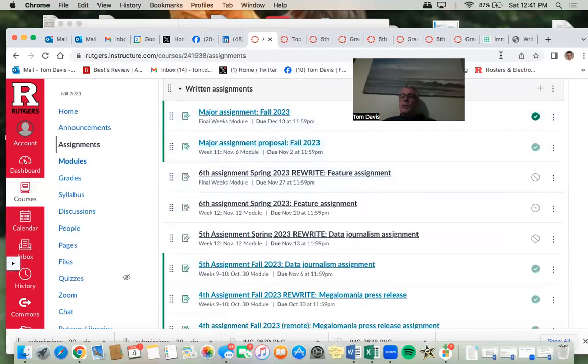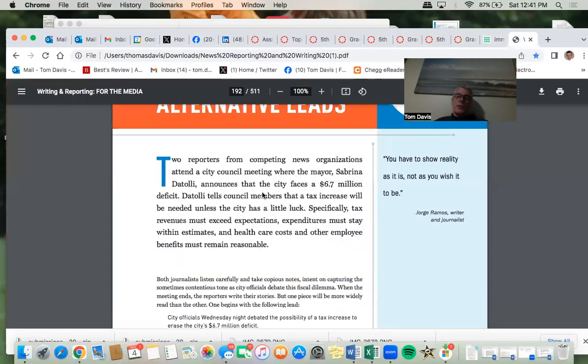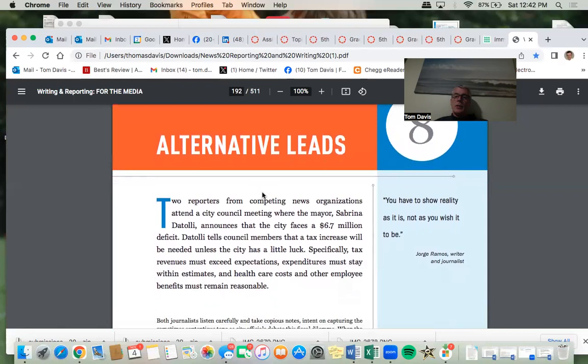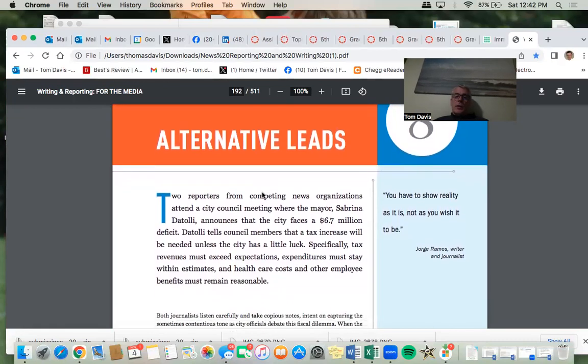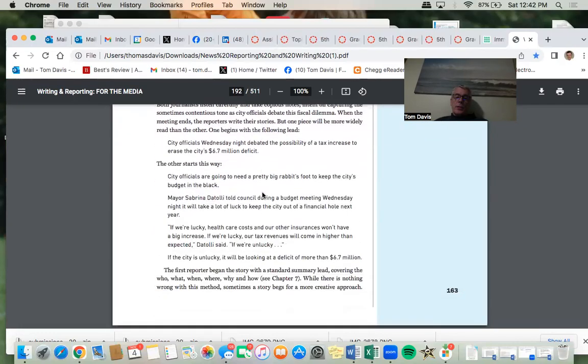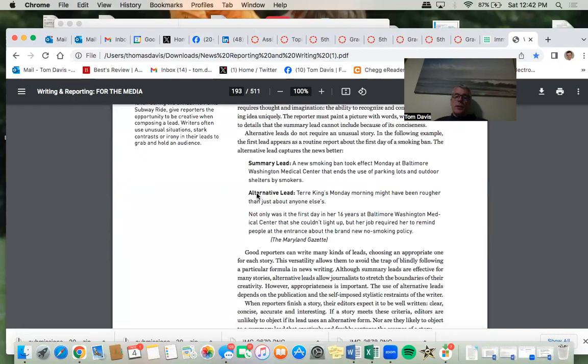Okay, I got everybody's in. All right, so what are the chapters that relate to feature assignments? These are the last chapters I have asked you to read, chapters 8 and 12. One of them is the alternative leads, where they show you different ways you could enter into a story in a more magnetic, hook-like way.